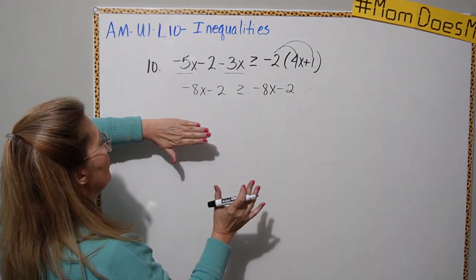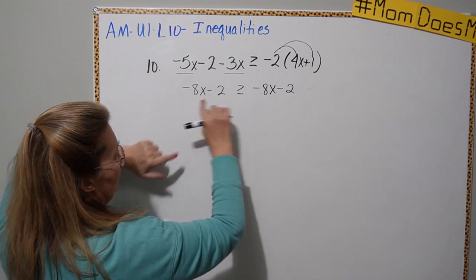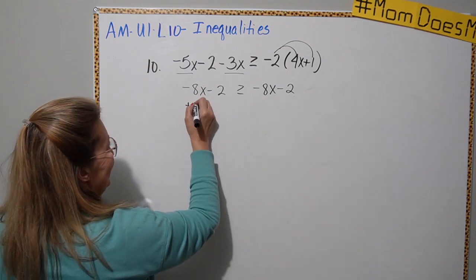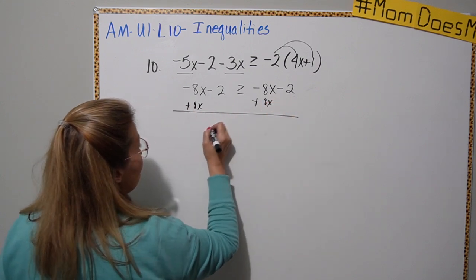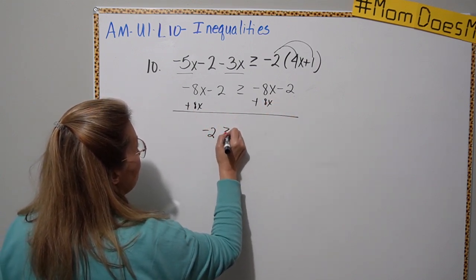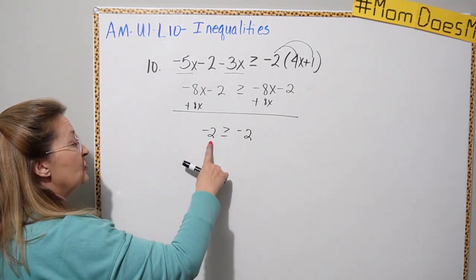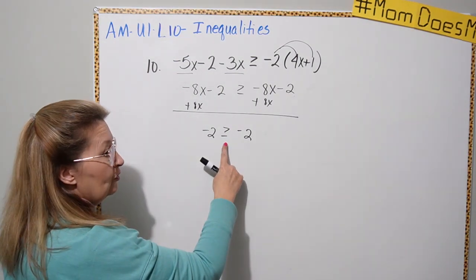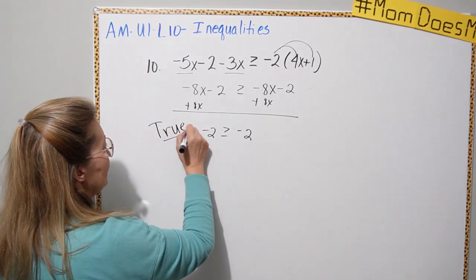Let's go ahead and do one more step though. If I need to get rid of one of my variable terms, I'll get rid of this one by adding 8x to each side. And what's that going to do? It's going to leave me with -2 is greater than or equal to -2. Well, -2 is greater than or equal to -2. This is a true statement.